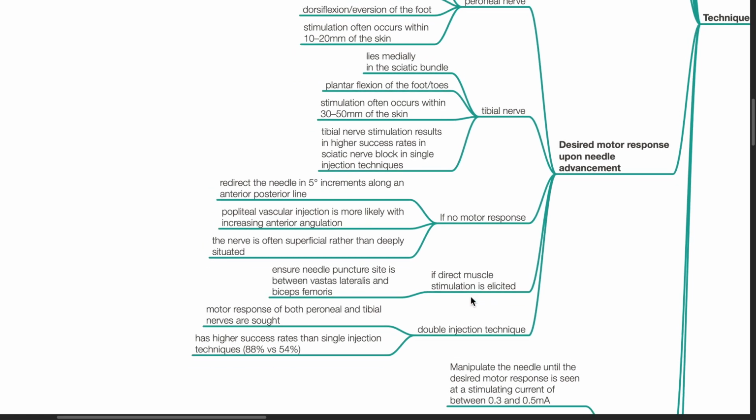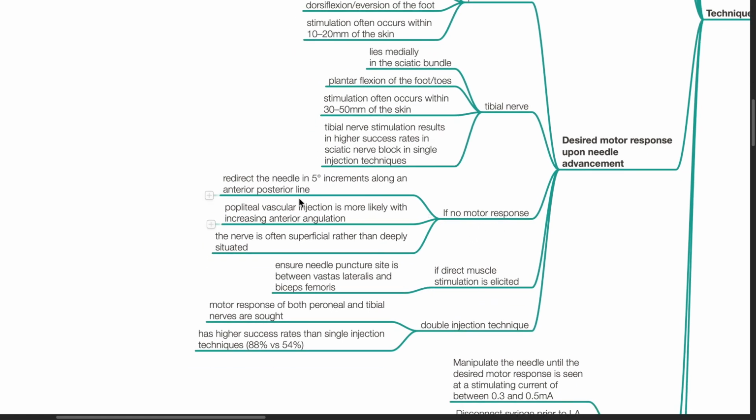If no motor response, redirect the needle in 5 degree increments along an anterior-posterior line. Popliteal vascular injection is more likely with increasing anterior angulation.